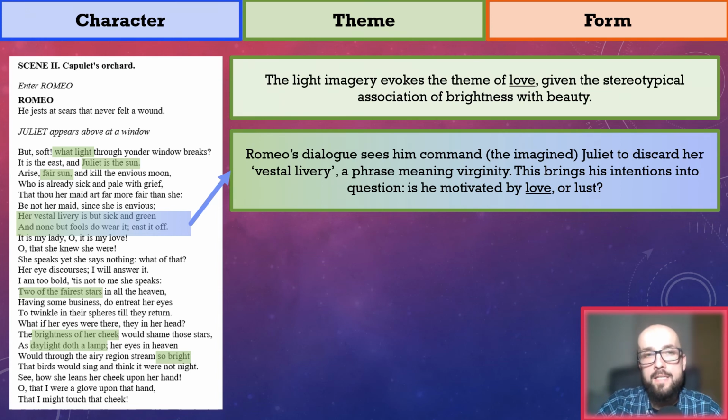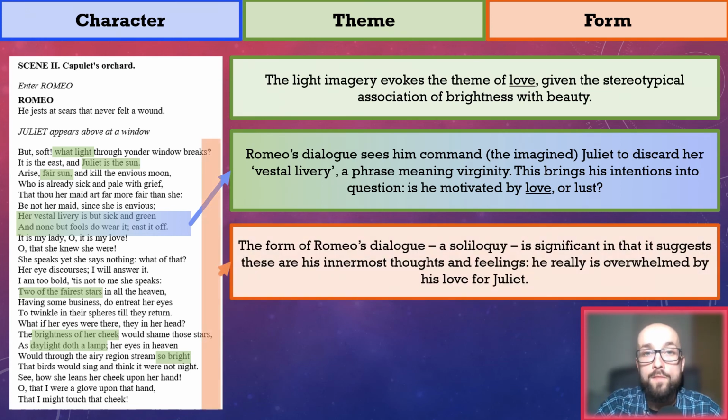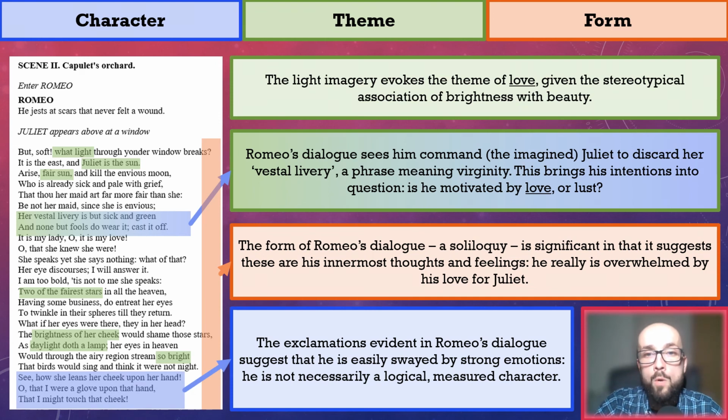Now the next thing that stands out to me is the dramatic form of this dialogue. It is a soliloquy, given that it is Romeo's inner thoughts and not something he is expressing to another character, and so his near obsession with Juliet in these lines shows that he is overwhelmed by his feelings of love for her. And last, where we see exclamations in Romeo's lines, we could say that he is a character who is easily swayed by strong emotions. He is not necessarily a measured, logical chap.